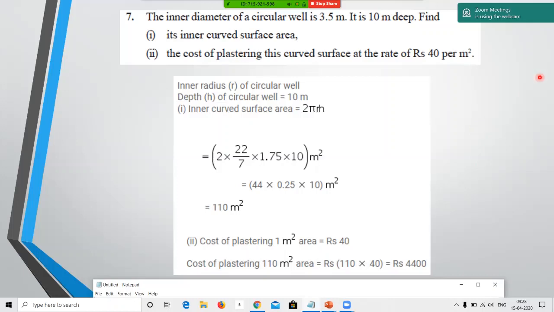Suppose the question was, find the cost of plastering the well. That was the only question. Are you able to understand the difference in the questions? Yes, ma'am. We need to find the lateral surface area, total surface area. What do you mean by total surface area, dear? Ma'am, the area of the whole thing. It might mean like the area of a hollow cylinder.